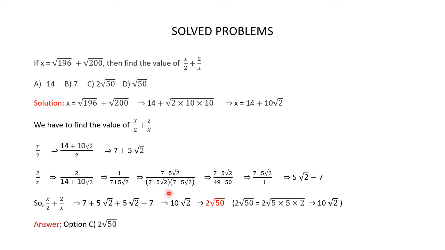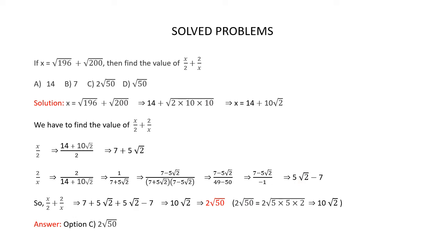So you get 7 squared minus 5 root 2 the whole square. 7 squared is 49 minus 5 root 2 the whole squared is 50. So in the denominator you will get 49 minus 50. Numerator is 7 minus 5 root 2. 49 minus 50 is minus 1. So now you have 7 minus 5 root 2 divided by minus 1. Since the denominator has a negative sign, this fraction can also be written as 5 root 2 minus 7.